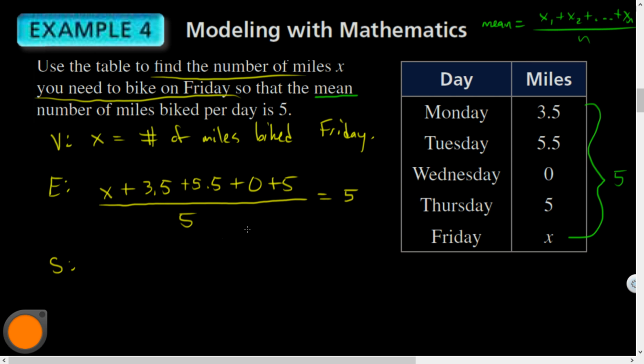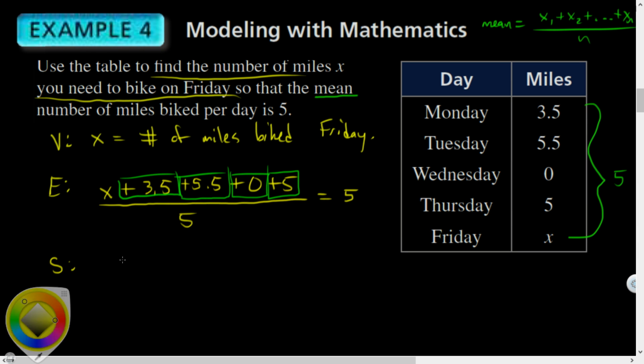So to solve this, let's combine some like terms. This looks a little crazy to me. Does it look crazy to you? I've got lots of constants here. 3.5 plus 5.5. This might be calculator work for some of it. That's fine. 3.5 plus 5.5 is going to be 9. 9 plus 0 is still 9. Plus 5 is 14.